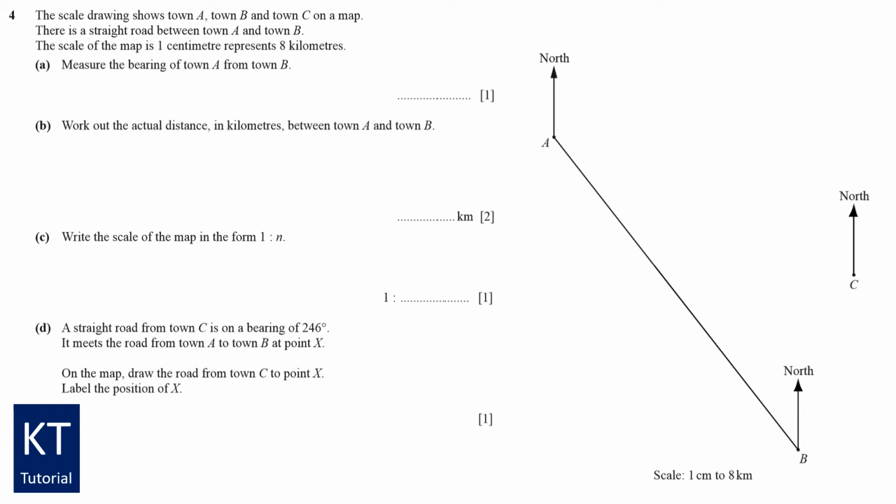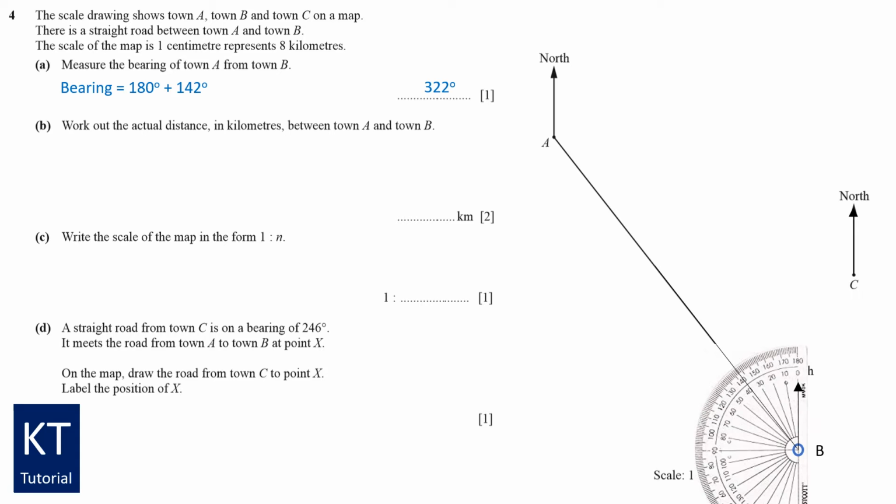Question 4. The scale drawing shows town A, town B, and town C on a map. There is a straight line between town A and town B. The scale of the map is 1 centimeter representing 8 kilometers. Measure the bearing of town A from town B. This measurement is obtained using a protractor.